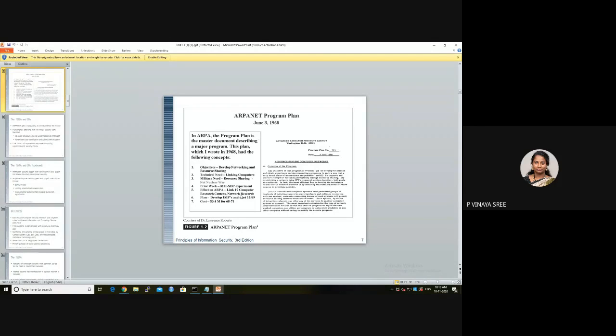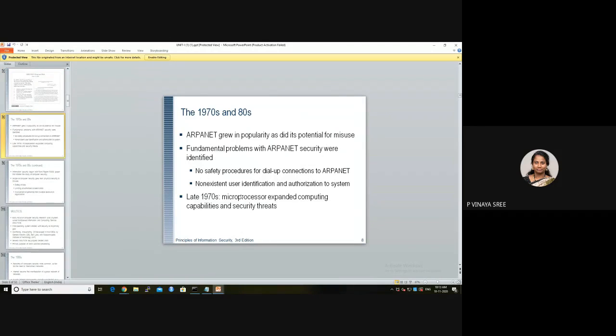It was done, but later, because of sharing the resources with this new technique, the problem is there is no safety; identification is not there. Identification and authorization: who is the person who has to use those shared resources, who is authorized, who is not authorized. There were no proper dial-up connection controls for ARPANET. Later in the 1970s we started with the microprocessor, expanding computing capabilities and security threats.